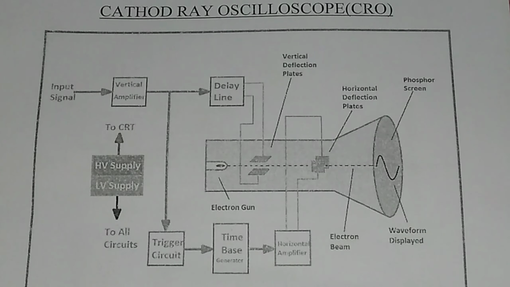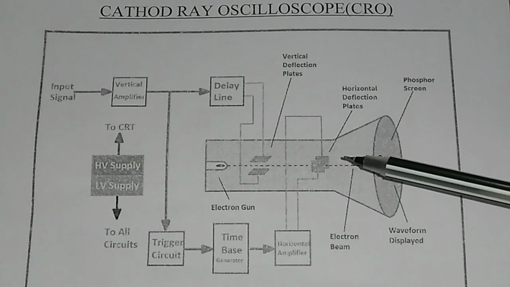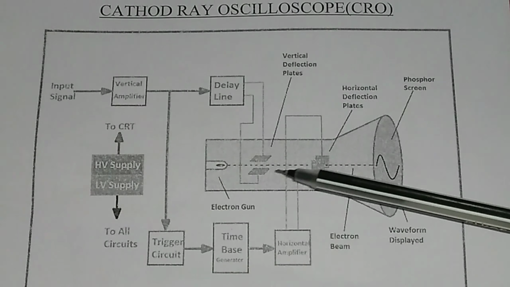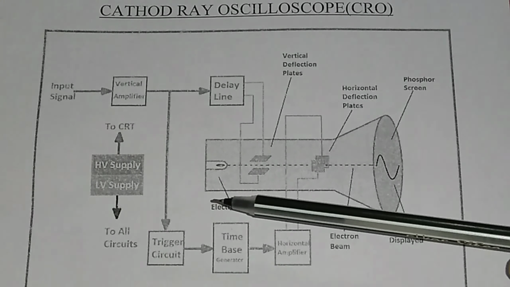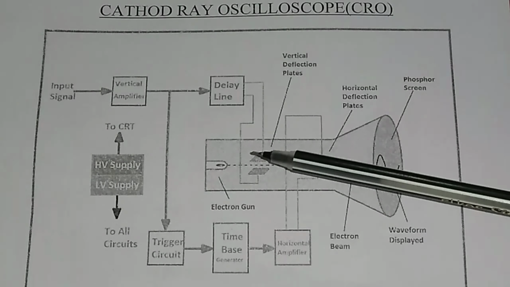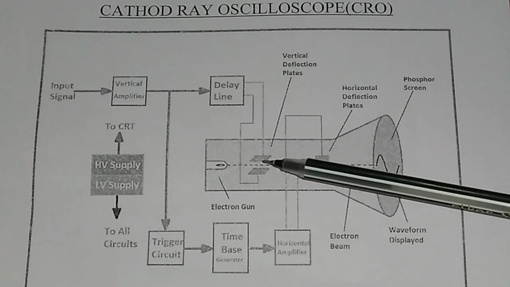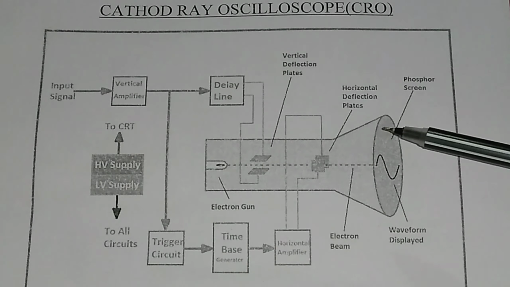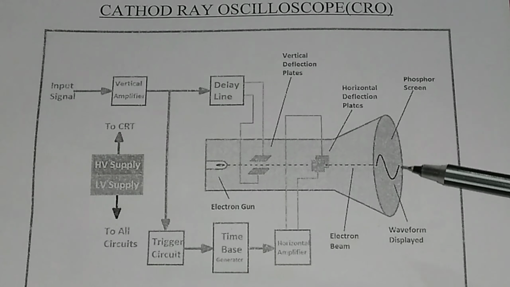Cathode ray oscilloscope, or CRO. This is the block diagram of CRO. In this block diagram you see this is the electron gun, and this is your vertical deflection plate, this is your horizontal deflection plate, and this is your screen of the CRO.